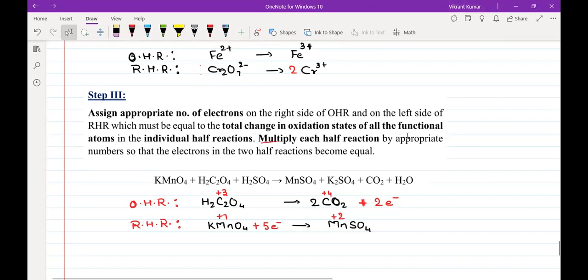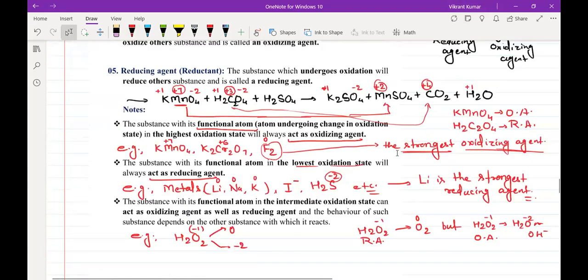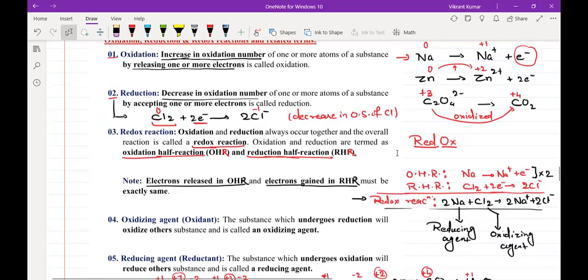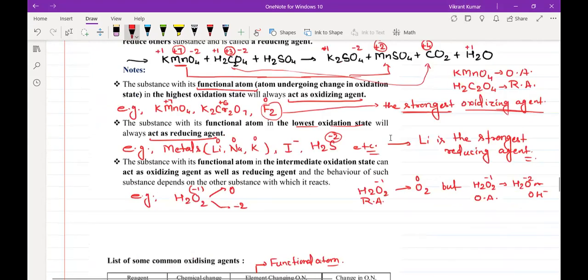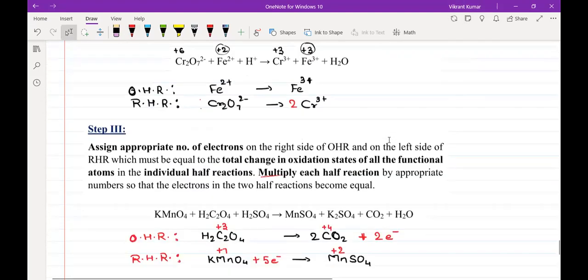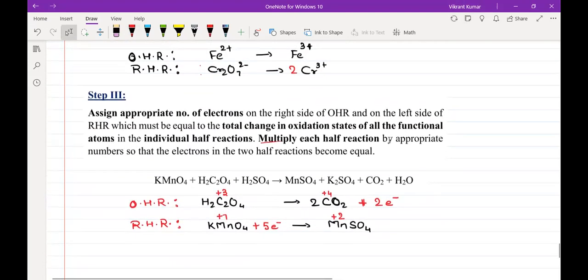If you remember, I had said this before during redox reactions: while adding the half reactions, we need to ensure that the electrons released in the OHR must be exactly the same as the electrons accepted, gained or consumed in the RHR, okay? But if you see this reaction we just did, the OHR has 2 electrons and the RHR has 5 electrons. What to do? We need to multiply each half reaction with an appropriate number so that the electrons are equalized.